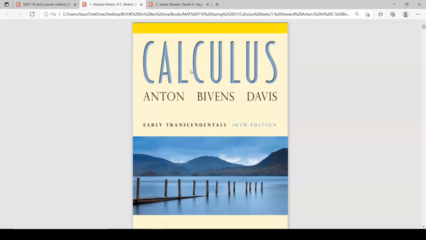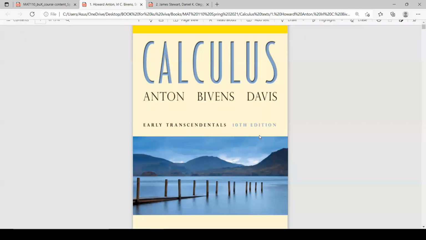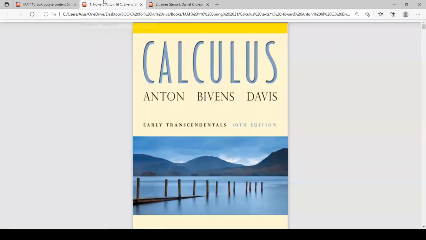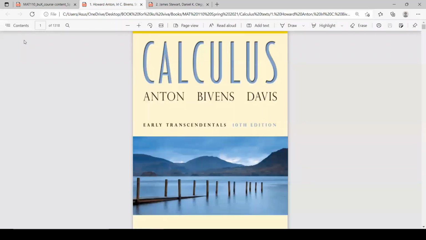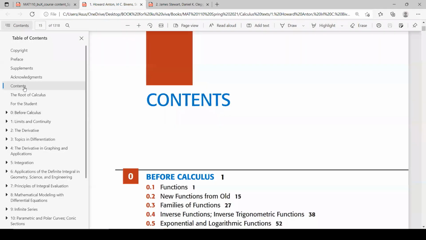So you can either follow Calculus written by Anton. Okay, it may be 9th edition or 10th edition. Another thing, you can also go through Calculus written by Stewart. Let me show which contents we can go through from these books for better understanding of all the contents. So let me open the content part.